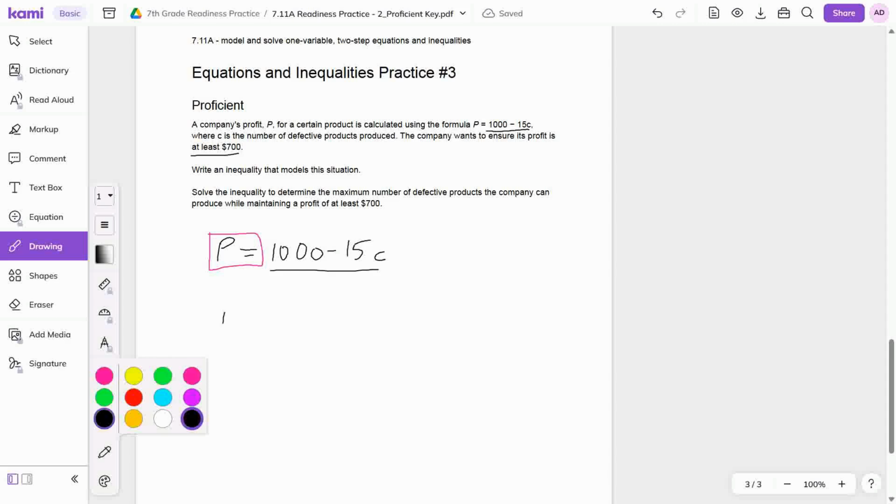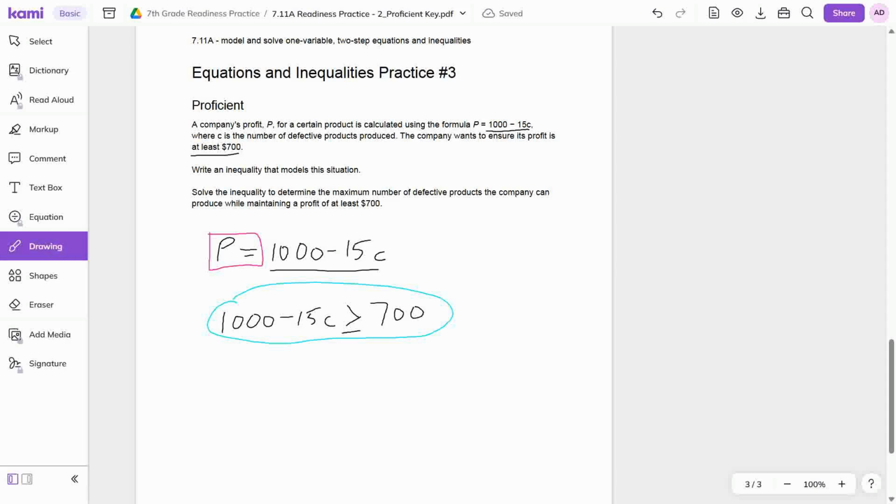and let's rewrite the store. It's over here on this side. 1000 minus 15C is greater than or equal to. So it needs to be greater than or equal to what is our desired profit? 700. So as long as we are 700, we're good to go. It can be equal to 700. It can be greater than 700. It just can't fall below that 700. So that's going to be our inequality. Now we need to solve it, and we need to see what is the maximum number of defective products, right?